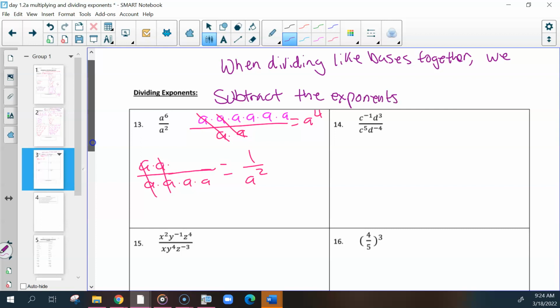And just like when we were multiplying like bases, if we didn't have like bases, we would just multiply those numbers together. Same thing here. When we are dividing like bases, and let's say we have numbers that aren't like bases, we would just divide those numbers. So you may have fractions within your fractions, or part of your fraction might be split, and things like that.